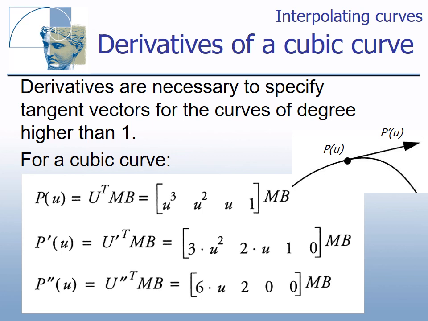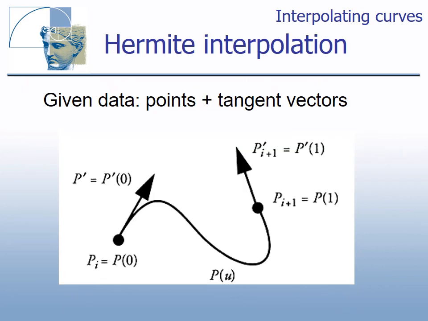For a cubic curve represented in the standard matrix form, the first and second derivatives by the parameter u are shown in this slide. Let us see how a curve segment can be defined by 2 points, P0 and P1, and tangent vectors P'0 and P'1 given at these points. Such type of data is usually called Hermite data, and the interpolation scheme is called Hermite interpolation.